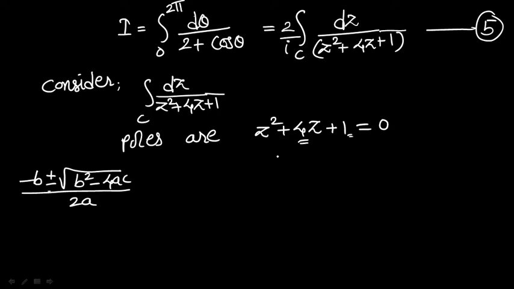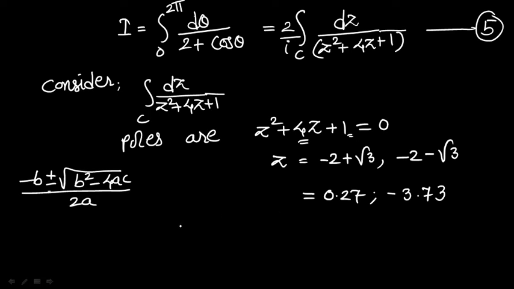Then the roots are z equal to minus 2 plus root 3 and minus 2 minus root 3. Now out of these two poles, which pole lies inside? For this we substitute the value of root 3 here. Root 3 is 1.73, and if we substitute this value, then we get the value 0.27, and the second value is minus 3.73. Now we plot the graph and find out which pole lies inside the given circle.